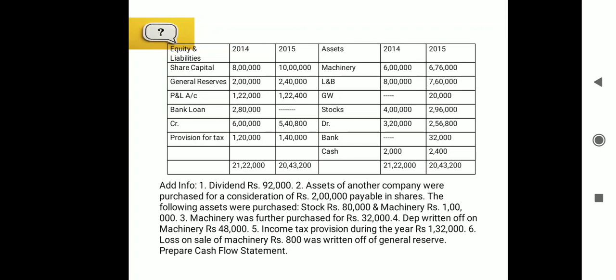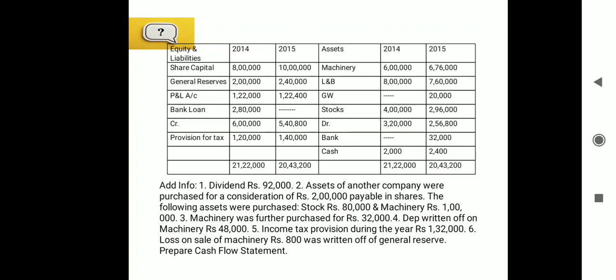Cash flow from investing activities, okay. Then next we have goodwill. So goodwill, how did we get the goodwill worth rupees 20,000 in 2015? The answer is hidden under additional information number 2. If we read again: assets of another company were purchased for a consideration of rupees 2 lakh payable in shares. The following assets were purchased: stock 80,000, machinery 1 lakh, fine.